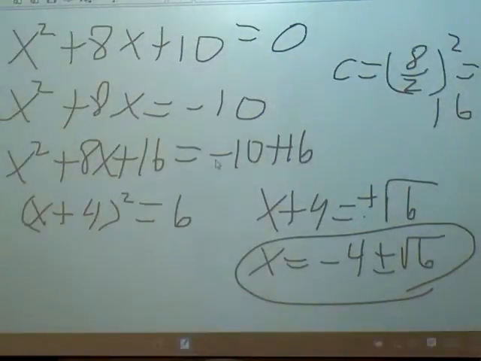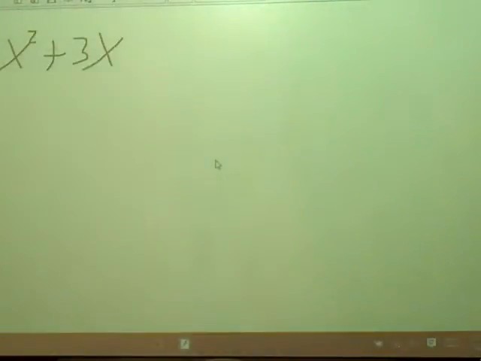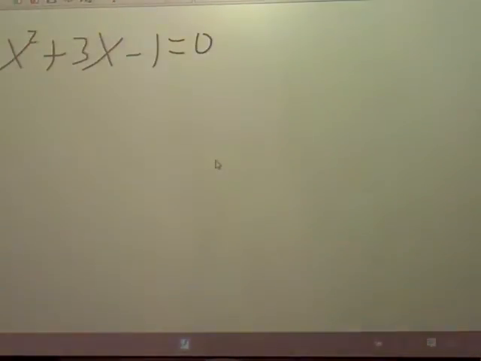Alright, this next one tricks a lot of people. See if it'll get you. x squared plus 3x minus 1 is equal to 0. Alright, solve, completing the square. Is my first term a perfect square? Yes. x times x is x squared, so check on that.